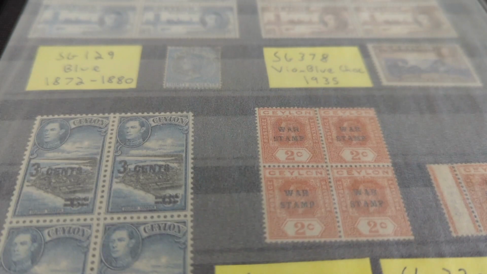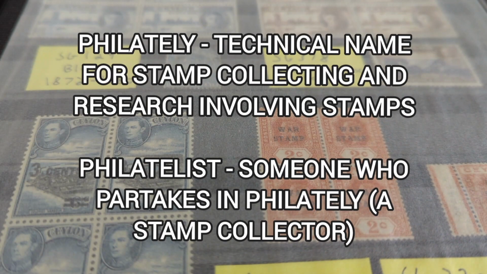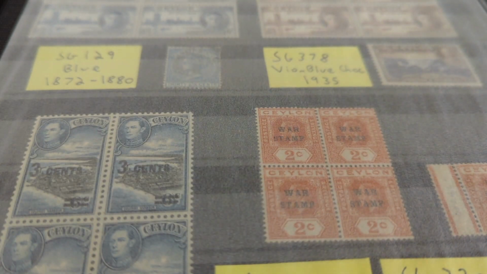So starting off, we've got philately and philatelist. Now, they're pretty simple to describe. Philately is basically just a technical name for stamp collecting, and a philatelist is the stamp collector, the person who studies or specializes in philately. They're two broad terms. You might hear them a lot. I'd never heard them used before I started stamp collecting, but once you're in it, you might hear them around every now and then, and that's what it means.